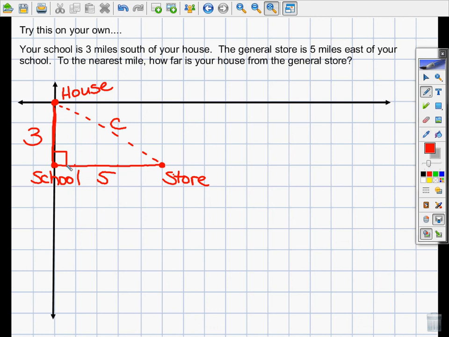Now while you're finishing that up, I'm going to come around with your exit ticket. Please remember to work in pencil.